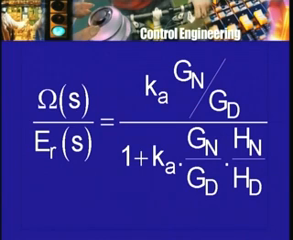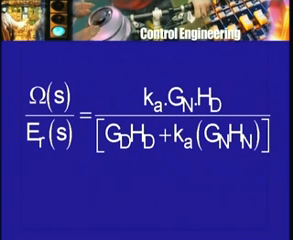Now we can simplify this further by getting rid of the Gd, Hd terms in the denominator part of the denominator. Therefore we will get omega s divided by ER of s equals Ka into Gn into Hd divided by Gd Hd plus Ka into Gn Hn. Ka into the numerator of the forward part transfer function multiplied by the denominator part of the feedback transfer function divided by the product of the denominators of the G and H transfer functions plus Ka times the numerator parts of the two transfer functions.